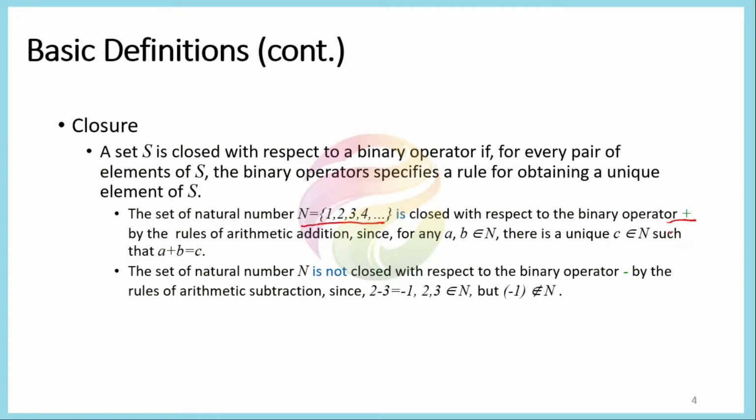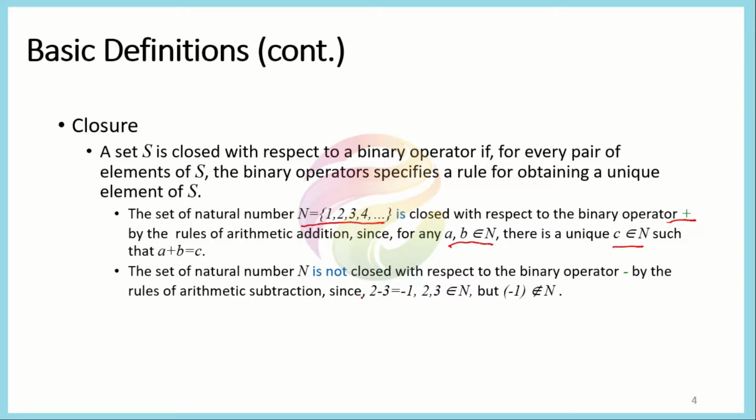This is the binary operator plus. By the rules of basic arithmetic addition, if we choose any two numbers A and B from the set of natural numbers, the result should always also be from the same set, meaning C should also be from the natural number set. If that is true, then we will say that the set of natural numbers is closed with respect to the binary operation plus. You can always verify that by choosing any numbers. Say you choose 2 and 3, the result would be 5, which also belongs to the set of natural numbers. So in this case, the set of natural numbers is considered closed with respect to the binary operator plus.